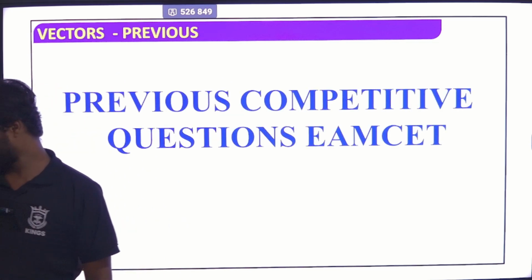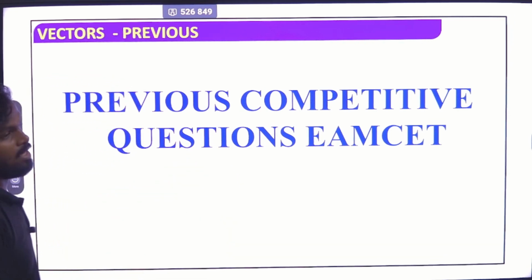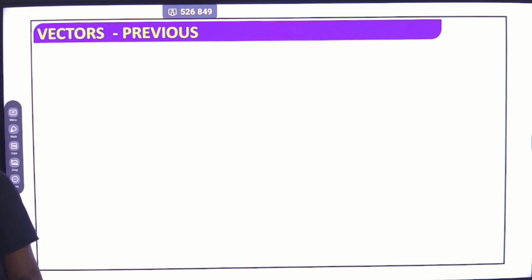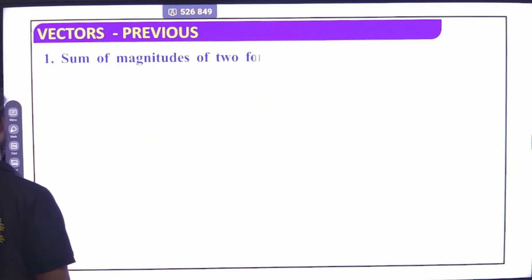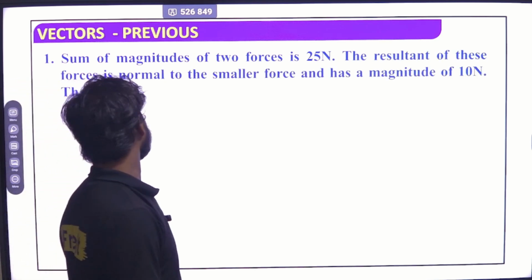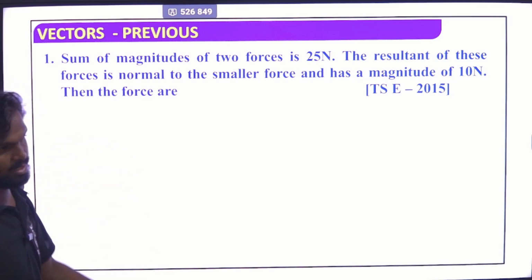Next we are going to see the previous year exam questions of EAMC TET. So let us start with the first question. Sum of the magnitude of two forces is 25 and the resultant of the force is normal to the smaller force, which has a magnitude of 10 Newton. Then find the force. It is the same question.